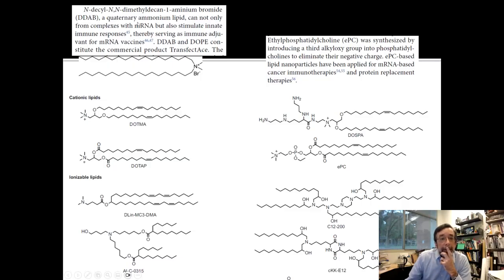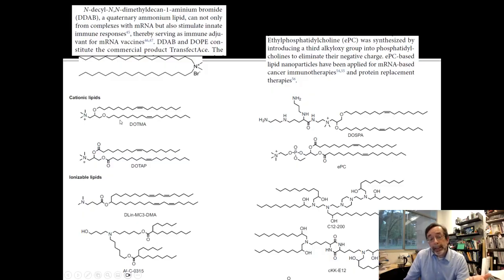The other thing is, you can look at DDAB, which is this molecule right here, and DOPE constitute the commercial product transfectase. Now, if you look up and down, we don't have DOPE shown here, but it's elsewhere in the reading. The other thing to do is look at the categories that they have. They have this DOTMA and DOTAP, right? But they say they have in common that they're cationic lipids. How are they cationic? Well, this one has a positive nitrogen, and this one has a positive nitrogen.